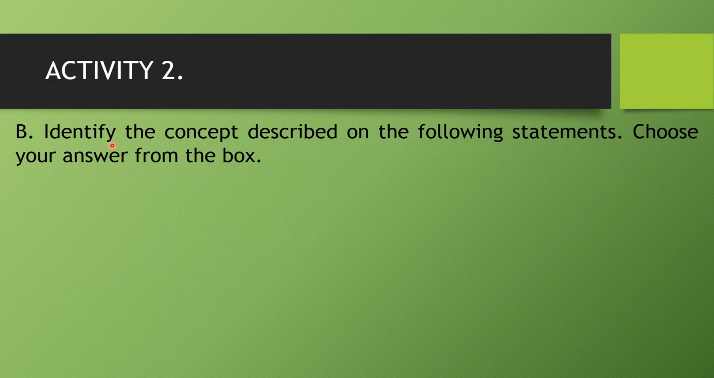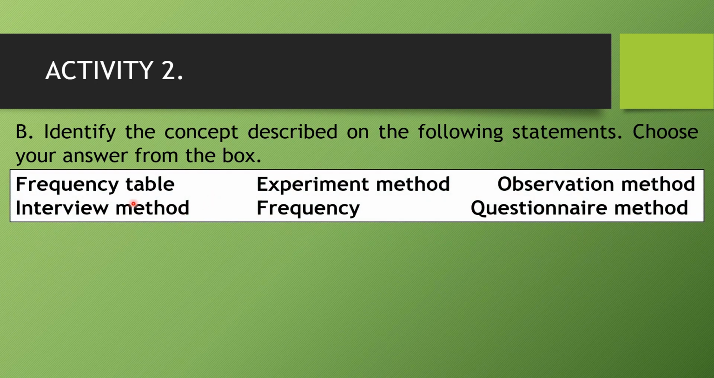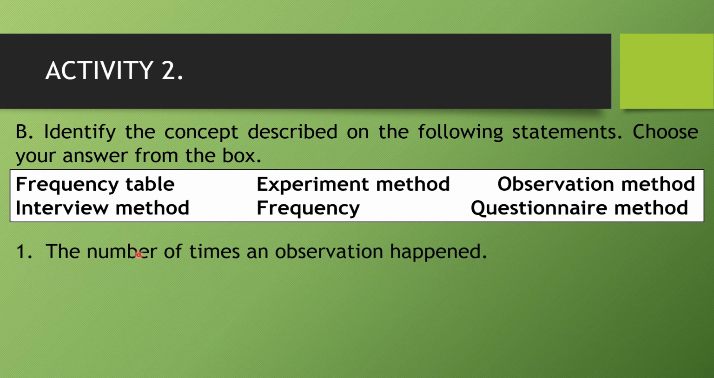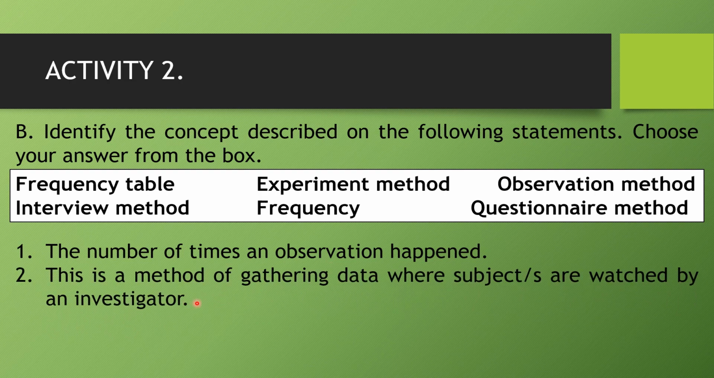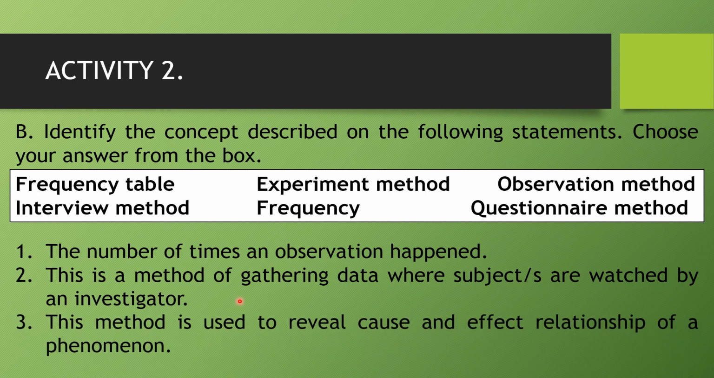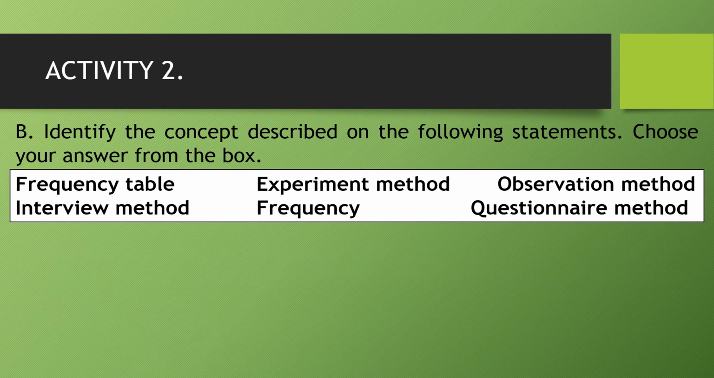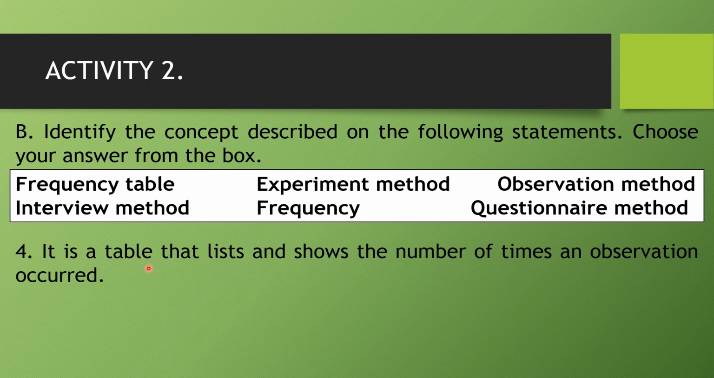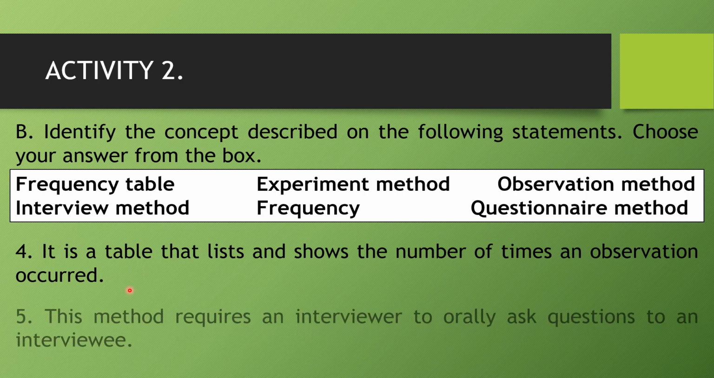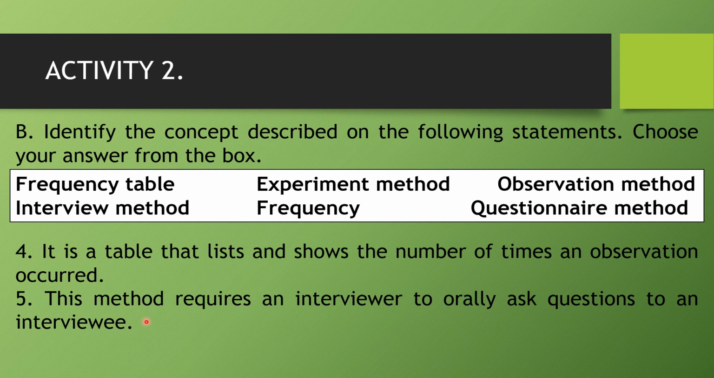Activity 2, identify the concept described in the following statements. Choose your answer from the box. So these are the possible answers. Number 1, the number of times an observation happened. Number 2, this is a method of gathering data where subject or subjects are watched by an investigator. Number 3, this method is used to reveal cause and effect relationship of a phenomenon. Number 4, it is a table that lists and shows the number of times an observation occurred. Number 5, this method requires an interviewer to orally ask questions to an interviewee.